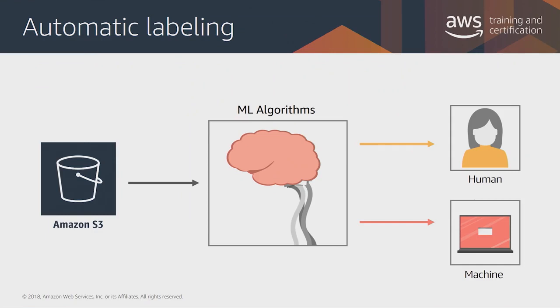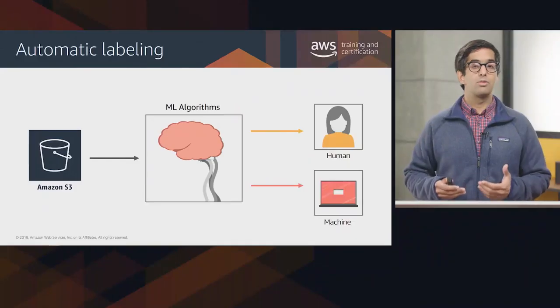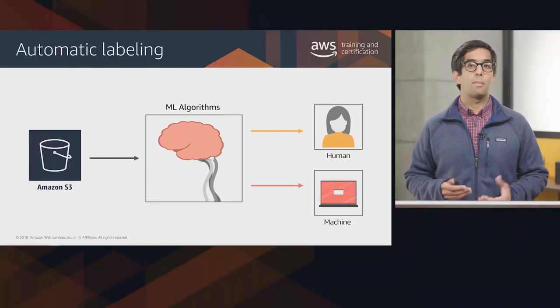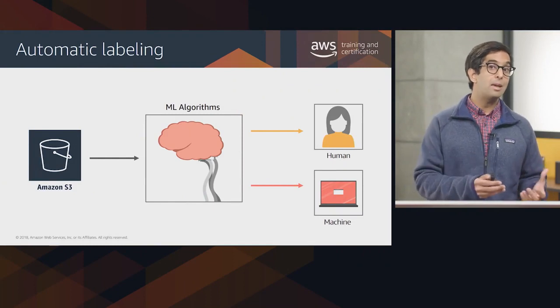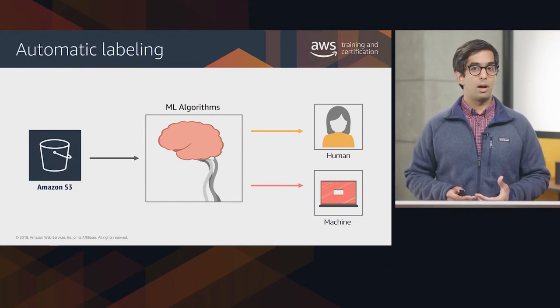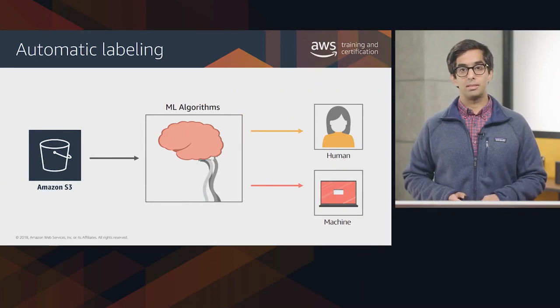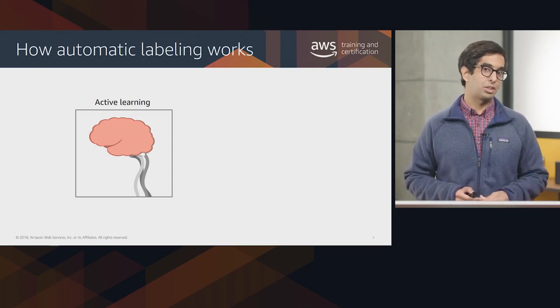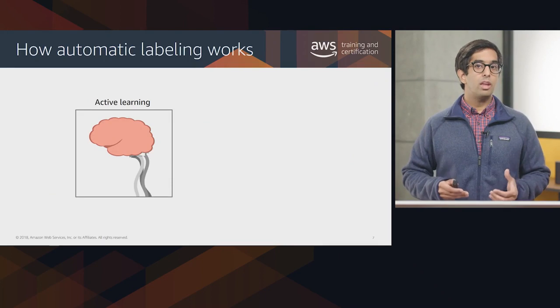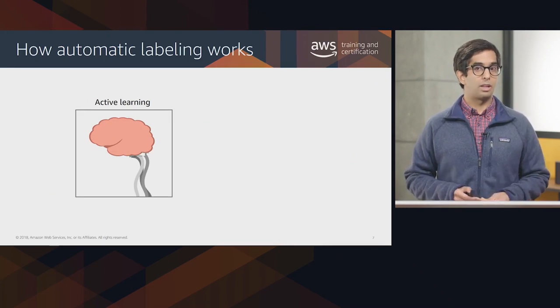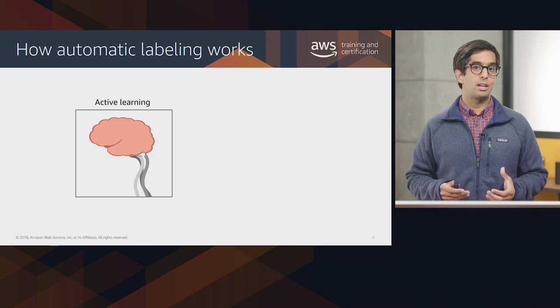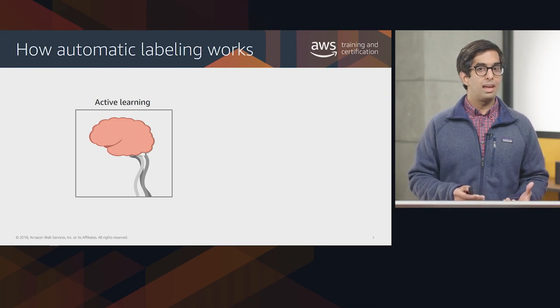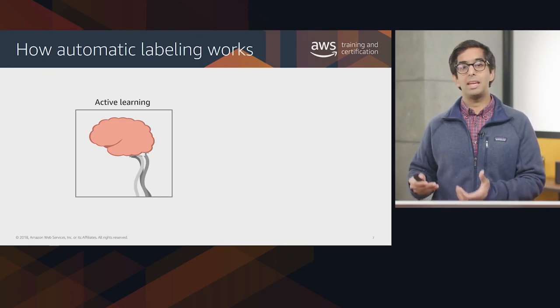Next, let's talk about how GroundTruth improves the efficiency of data labeling. GroundTruth has an innovative feature called automatic labeling, which actually automatically labels a subset of your data set. A portion of your data set will still be labeled by humans. But next, let's double click in how automatic labeling actually works. It uses an innovative ML technique called active learning that helps us understand which data is well understood and can be potentially automatically labeled, and then which data is not well understood and may need to be looked at by humans for labeling.